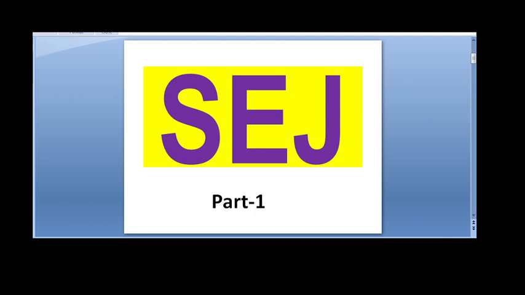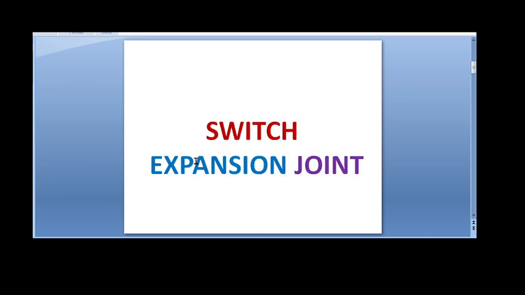Hello friends, today we are going to discuss the concept called SEJ. So SEJ means what? If you see here, you have SEJ here. Let me tell you, S means switch, E means expansion, J means joint. So this constitutes S, E and J. SEJ: switch, expansion, joint.